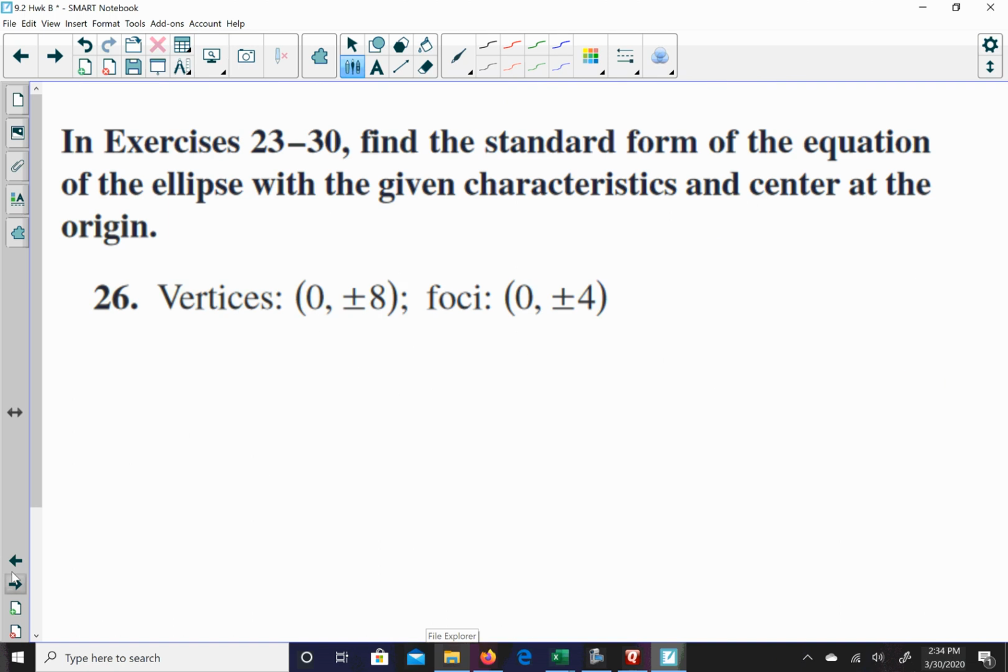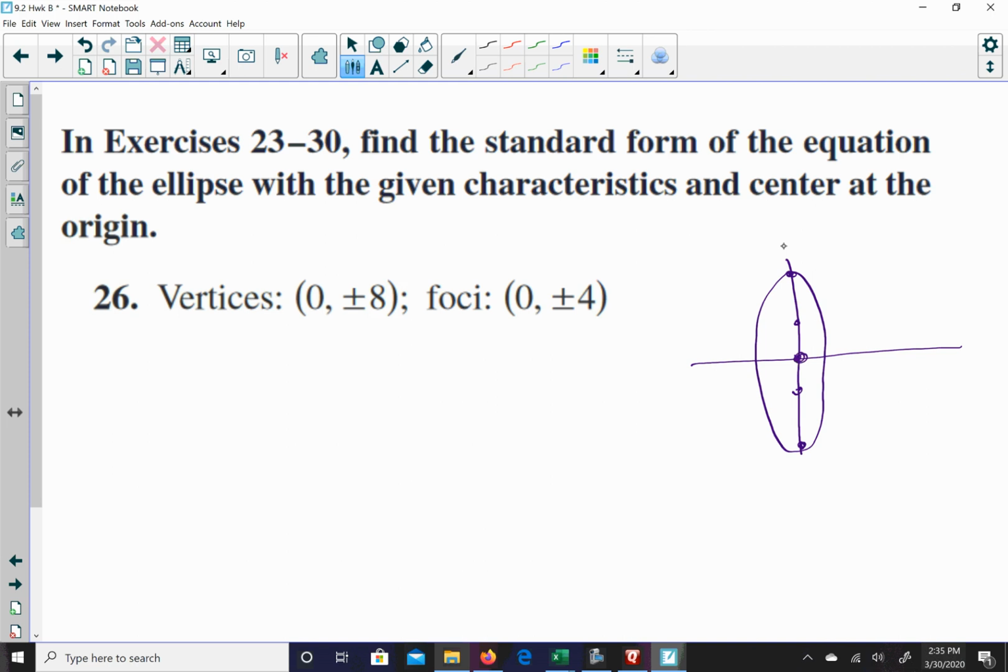Going on to number 26. Now they want you to find the standard form of the equation of the ellipse with the given characteristics and the center at the origin. So I'm just doing a real rough sketch. They're telling me that the center is at the origin. My vertices are 0, 8 and 0, -8. My foci are 0, 4 and 0, -4. So I know my ellipse does something like this.